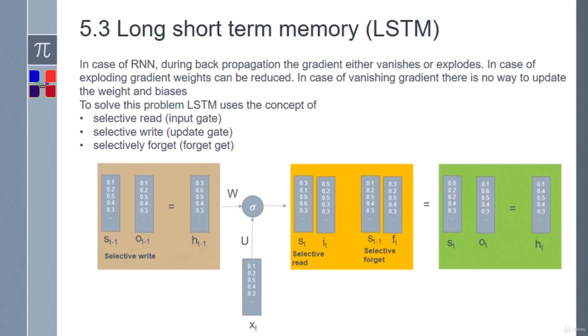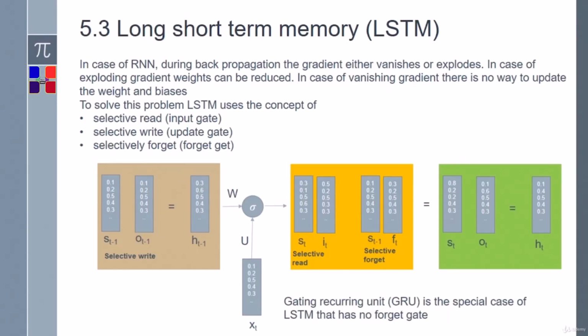Then input is there, and then after the computation of the output, it does a selective write and then selective forget. So essentially it discounts the values which are far off in the time series, and it considers the immediate value to arrive at the current state and to pass on to the next state. There are various types of LSTM gates, and another very common one is called GRU, gated recurrent unit, which is a special case of LSTM that doesn't have any forget gate.